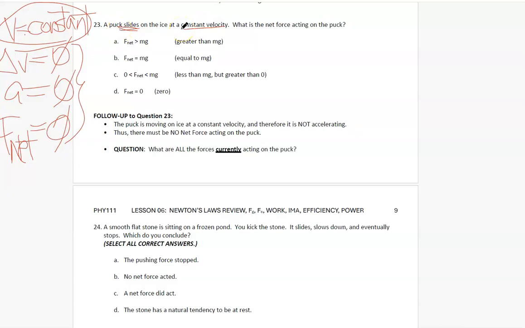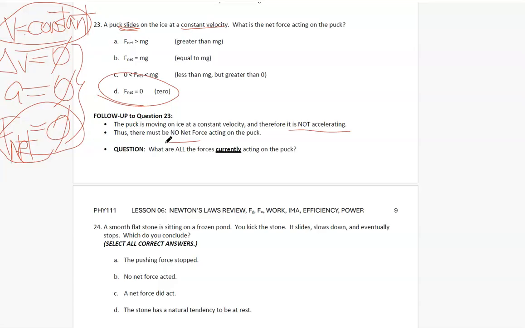What's the net force acting on the puck? Well, we know the net force is 0 because the acceleration is 0. The acceleration is 0 because there's no change in velocity. All right, so the puck is moving on the ice at a constant velocity, therefore it's not accelerating. That's our big clue. If it's not accelerating, there is no net force. There's no getting around that.